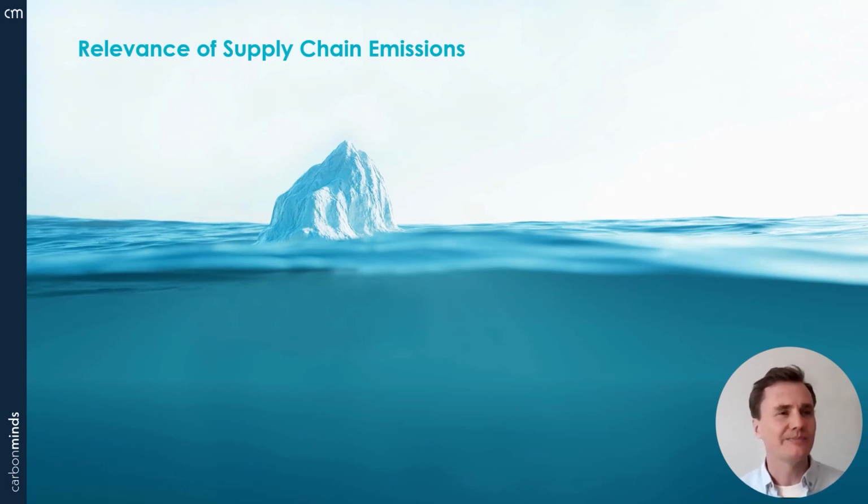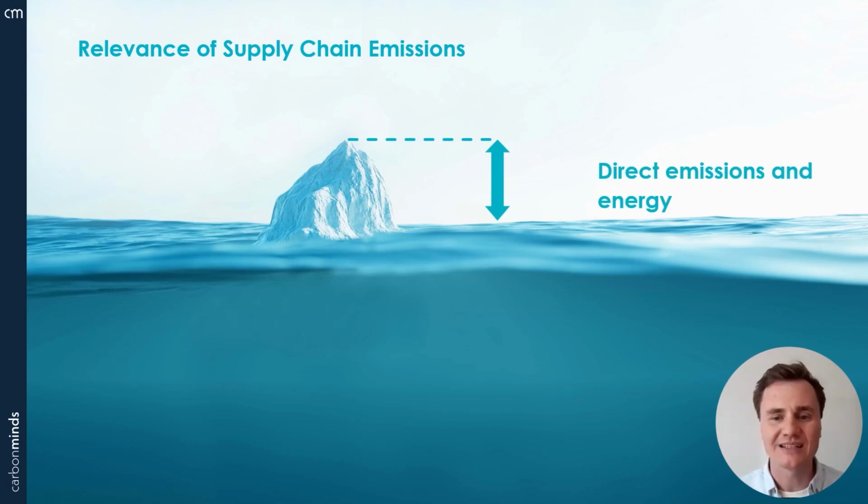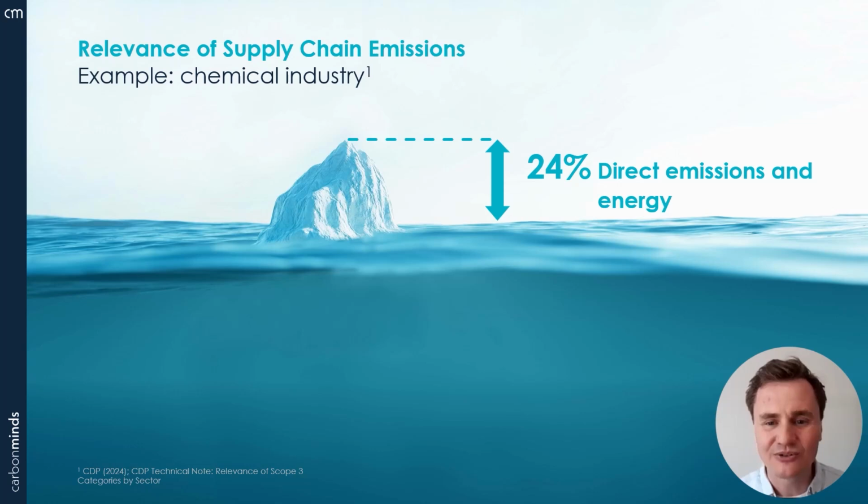So if you think about the emissions of a product or of a company, the first thing that often comes up in our head is maybe the smoke that is coming out of the chimneys of our production sites, or the potentially large electricity bills. And of course, the so-called direct and energy-related emissions are an important part of the emissions that our products or companies are causing. If we take the average value for the chemical industry, it should be around 24%.